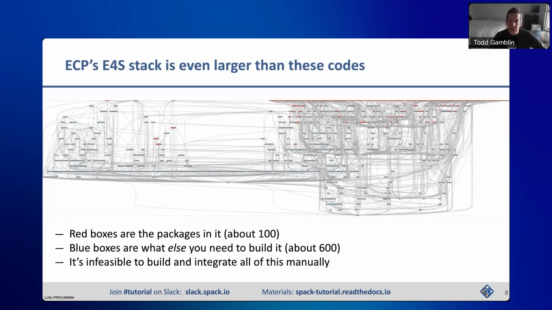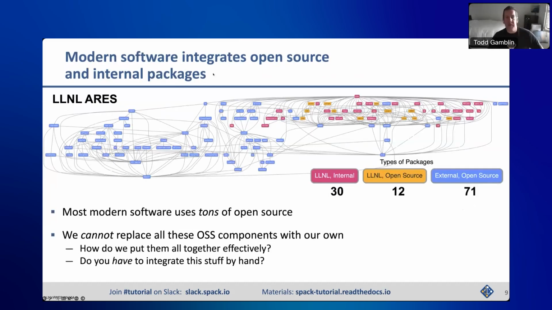And so we need tools to manage software at this scale. Even proprietary codes use lots of open source. So this is Aries. It's a multiphysics code used for ICF and other stuff at Lawrence Livermore.